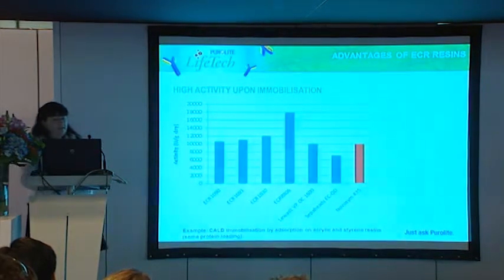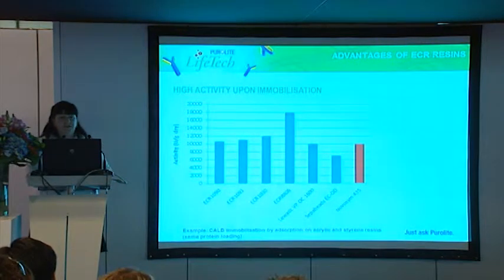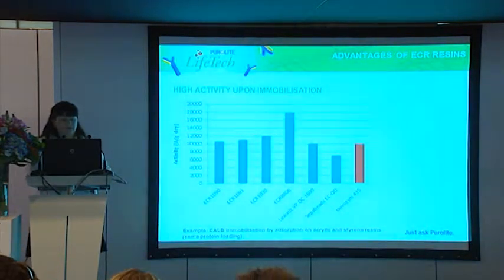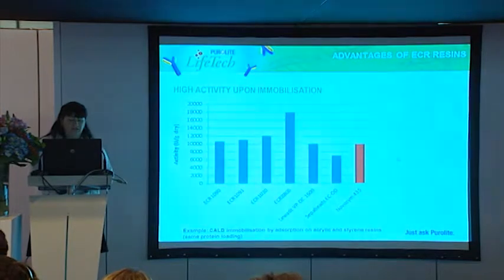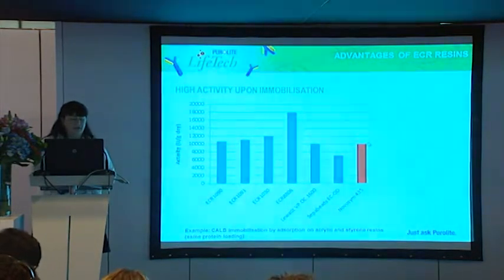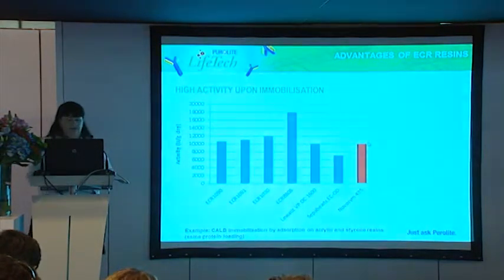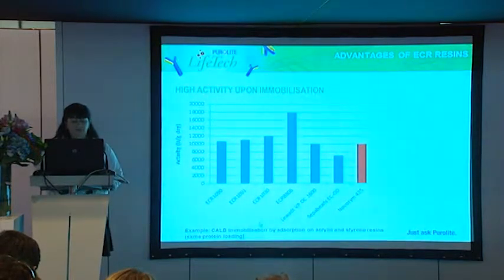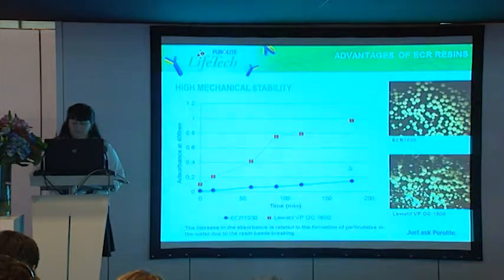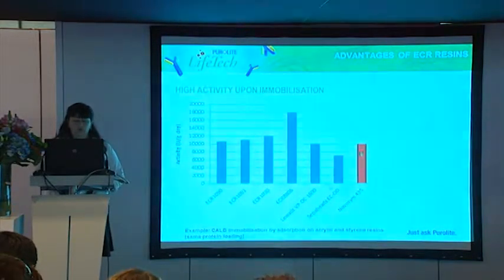Just to give you some examples of advantages of ECR resins compared to other resins. This is a classical Novozym 435, a Lewatit-supported CalB product. Here the immobilization is by adsorption, and we compare different results on acrylic and styrene resins using the same protein loading.